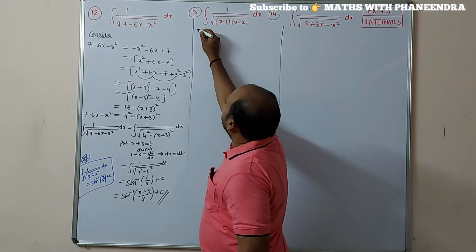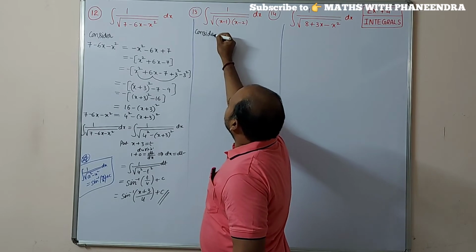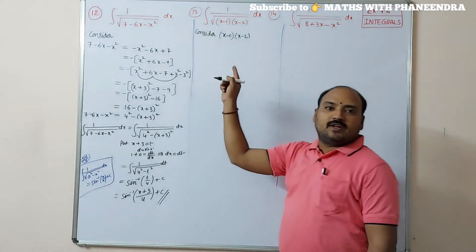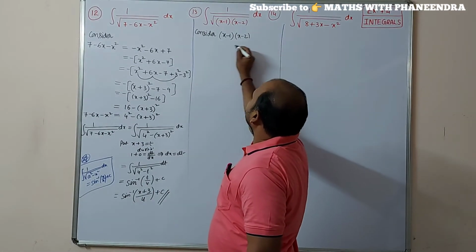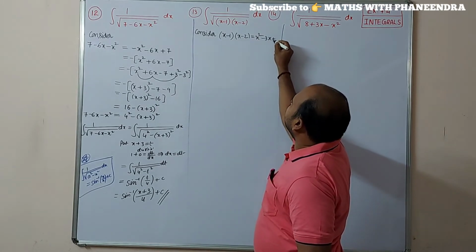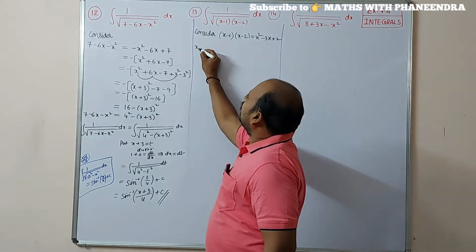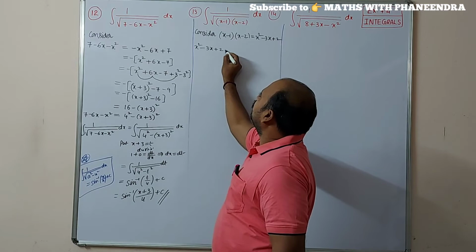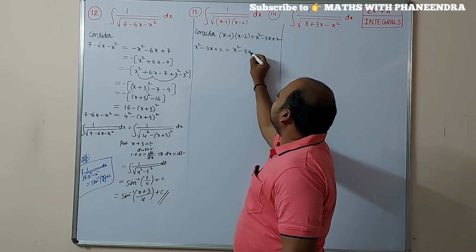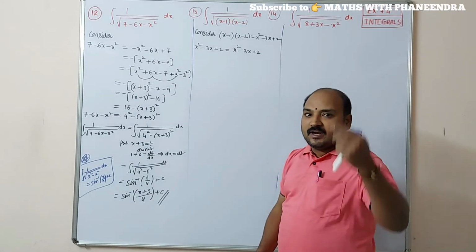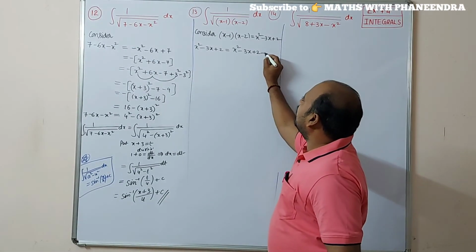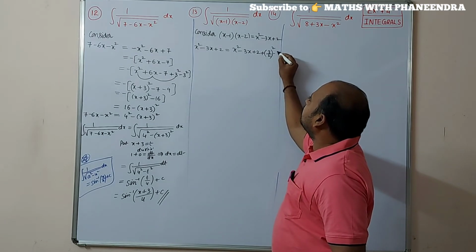So consider here the quadratic. Consider x minus 1 into x minus 2. After doing the actual multiplication, it becomes x square minus 2x minus x plus 2, that is x square minus 3x plus 2. To make the perfect square, x square coefficient is already 1. So for x square minus 3x plus 2, we are adding and subtracting half of the x coefficient whole square. The x coefficient is 3, half of that is 3 by 2. That we are squaring. So 3 by 2 whole square, we are adding and subtracting.